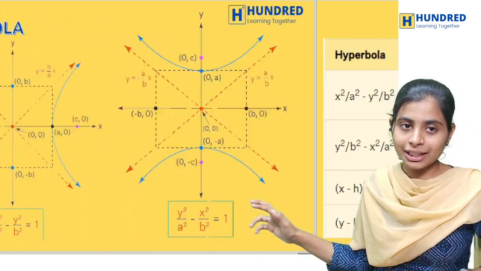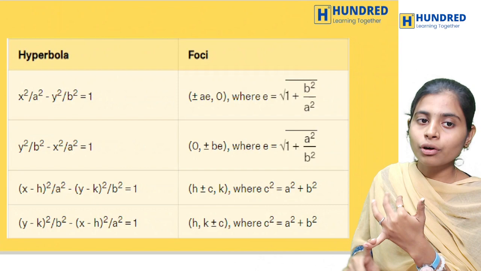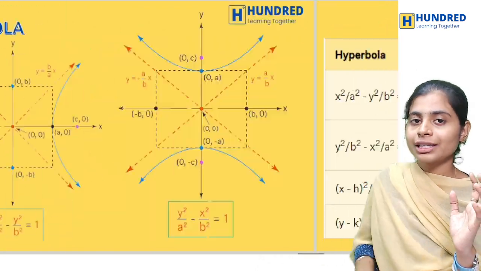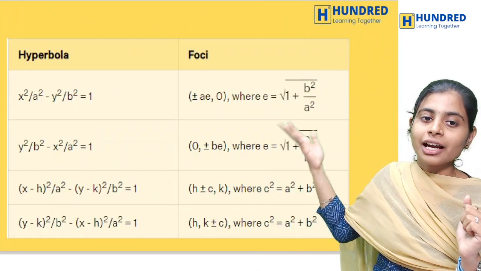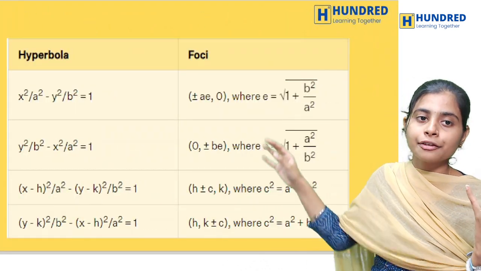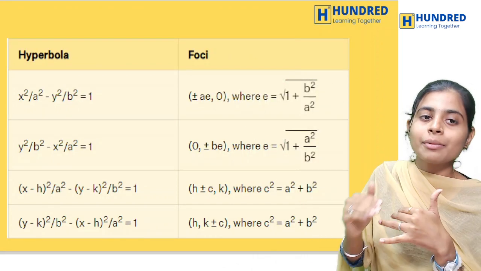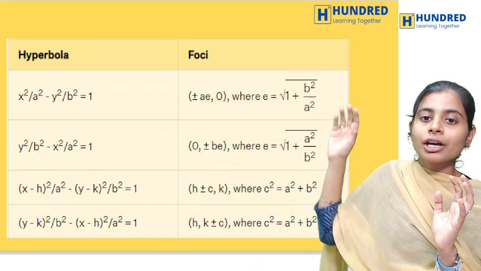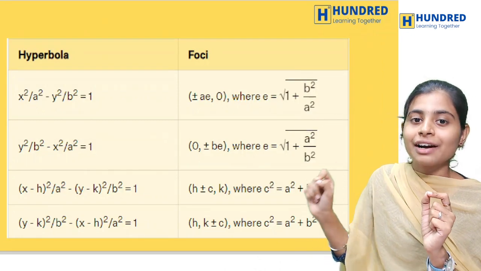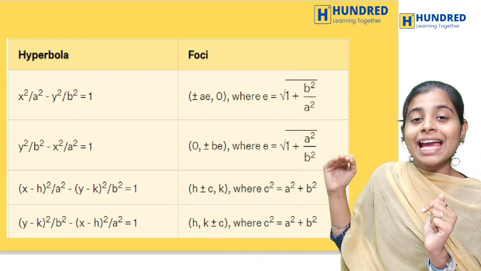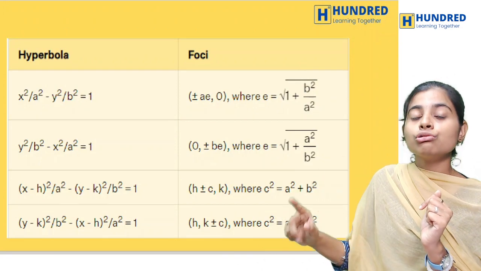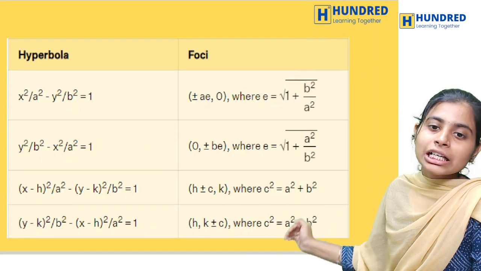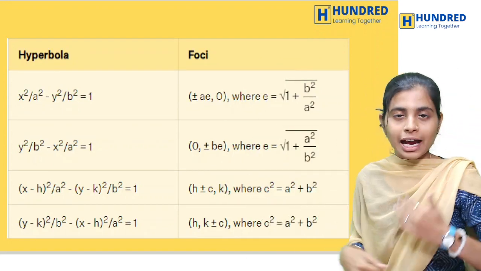Similarly, these two forms have different foci, vertices and everything, like the equation of the directrix. Everything is different for these two forms. And again the table will help us to identify the things. That is, for the hyperbola x square by a square minus y square by b square equal to 1, if it is in this form, then the foci are plus or minus ae comma 0, where the eccentricity e is equal to root of 1 plus b square by a square. So these are the foci for the respective hyperbola.